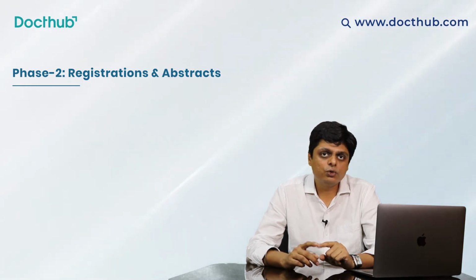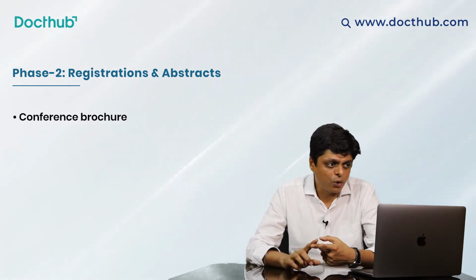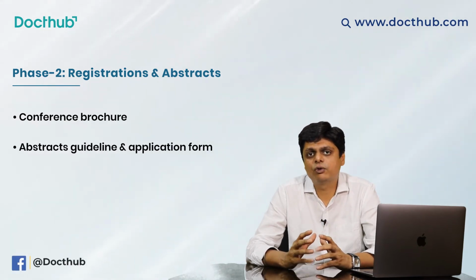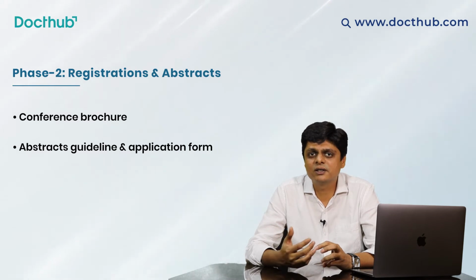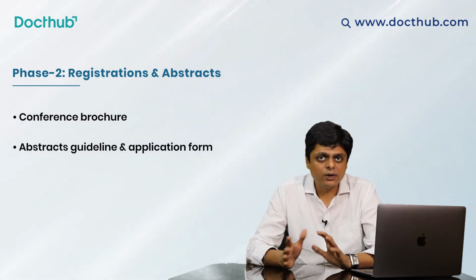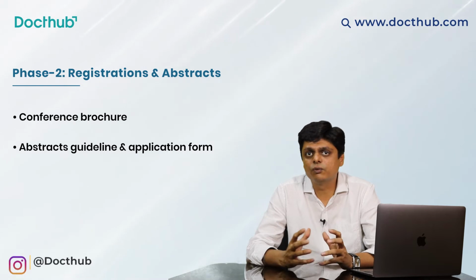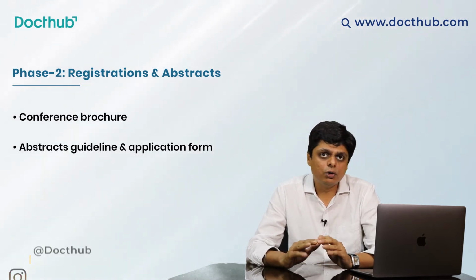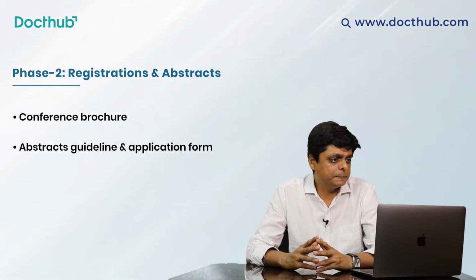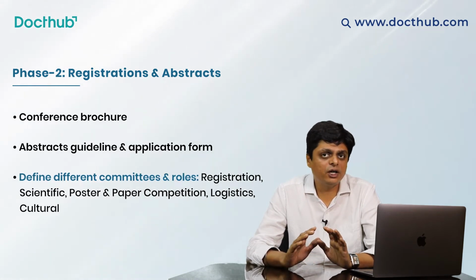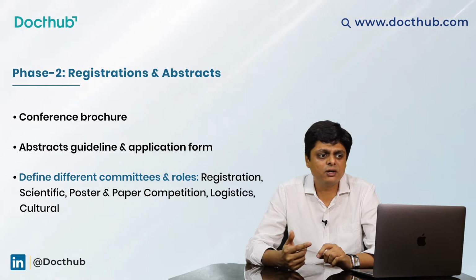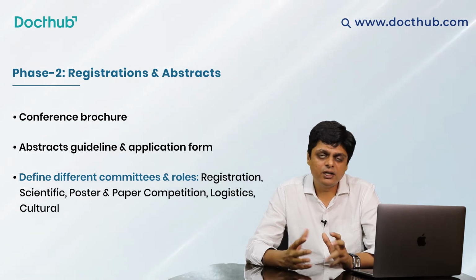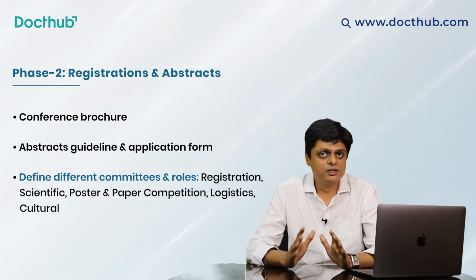In phase 2, you complete your conference brochure, your abstract guidelines and application form, abstracts for poster presentation, oral presentation and video presentation, for the different competitions and research work you are showcasing. In this phase, you finalize guidelines and the application form and define different committees and their roles, like registration committee, scientific committee, posters and paper presentation committee, logistics committee and cultural committee.